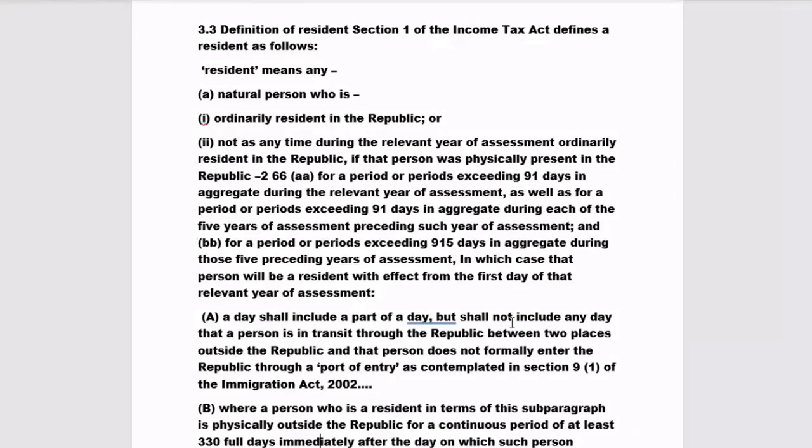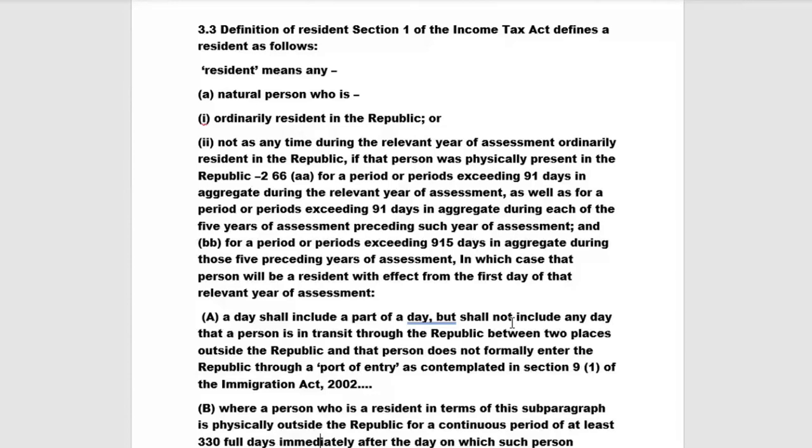So first we look at 91 days in each year, and it must total 915 days in the 5 year period. Right, and a day shall include a part of a day, meaning that if you are here half a day, let's say in the morning up until maybe 12 o'clock, then obviously you're going to be regarded as a resident. But that shall not include any day that a person is in transit through the Republic between two places outside the Republic, and that person does not formally enter the Republic through the port of entry as contemplated in Section 9.1 of the Immigration Act of 2002.